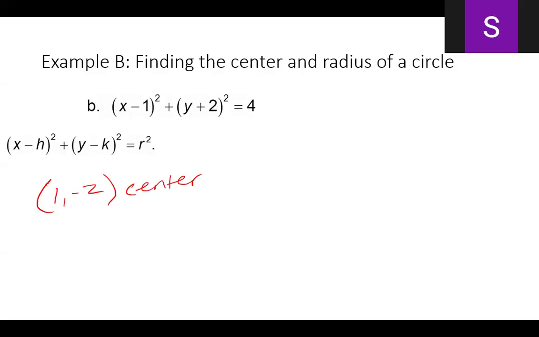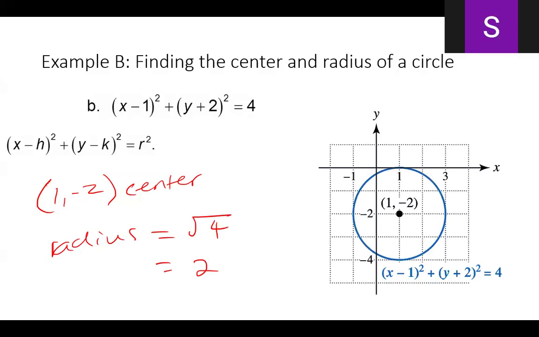Right? This is an example of remembering your variables are liars, right? So even though I think it's a negative, it's actually a positive. All right, and then what is my radius? 2, because it's the square root of 4, which equals 2. So this time my center is going to be at 1, -2, and I'm going to go 2 units to the left, 2 units to the right from there to create my circle.